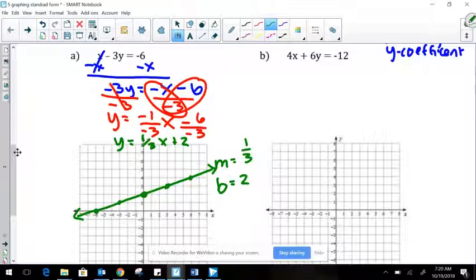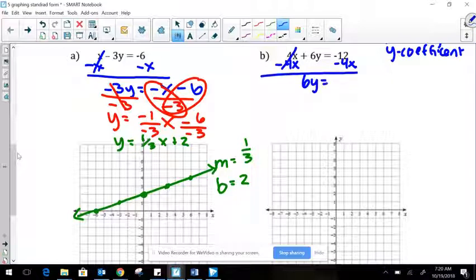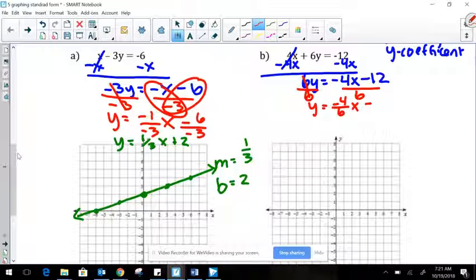So let's do problem B here. We'll practice again, subtracting our x first. Okay, so first step I'll do in blue: minus 4x, minus 4x. Those cancel. So I have 6y is equal to, I write my x's first, so it's a negative 4x and a negative 12. All right, now I'm going to divide by my coefficient in front of y. So this cancels, and I have y equals, and I'm going to separate out my fractions: negative 4 over 6x minus 12 over 6.